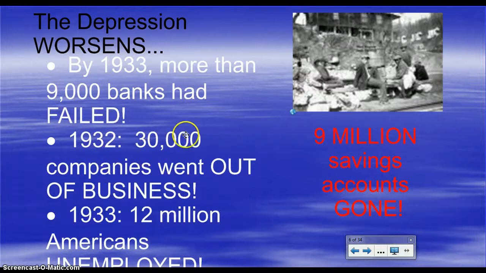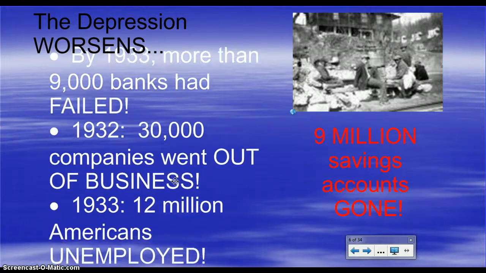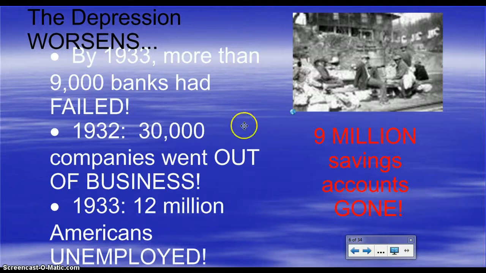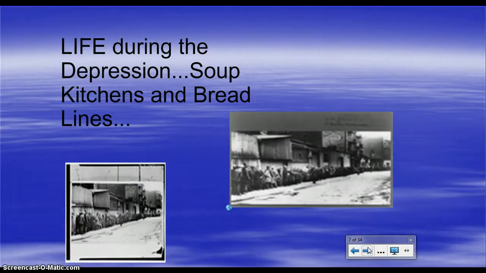By 1932, 30,000 companies are out of business. 9 million savings accounts are gone. 12 million Americans, that's 1 in 4, are unemployed. So these are numbers we've never seen before or since, thank goodness. Our Great Recession we're in right now is the worst that it's been since then, but we definitely have some safety nets in place to avoid this kind of a situation ever again.